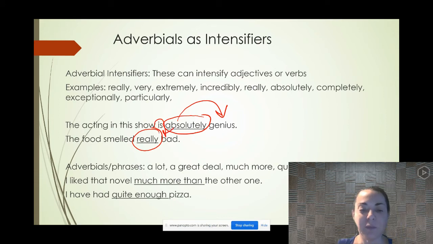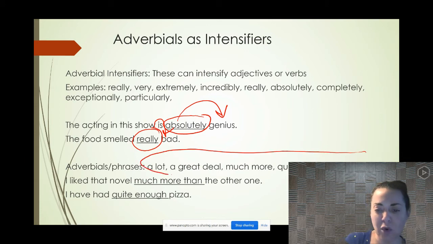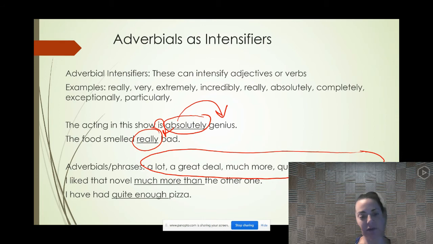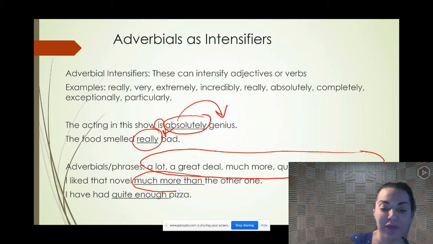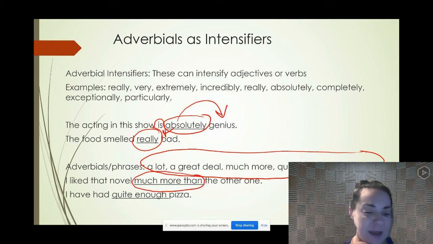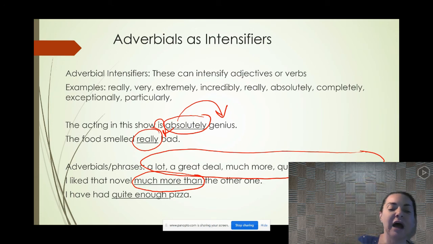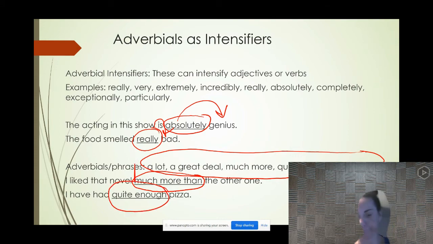Okay. Then we've got our phrases like a lot, a great deal, much more, quite enough, less than, often used in compare and contrast. So, I like that novel much more than the other one. How did you like that novel? I liked it much more than the other one. How much pizza have you had? I've had quite enough.